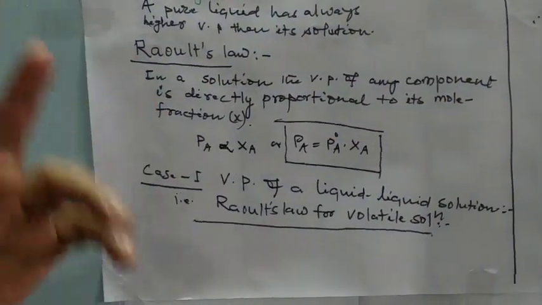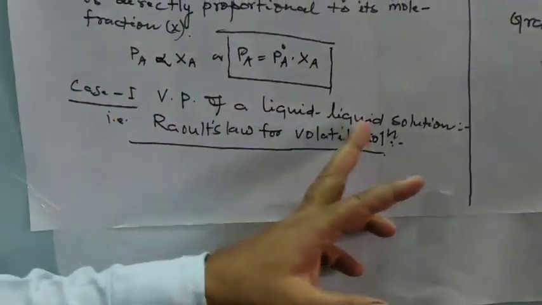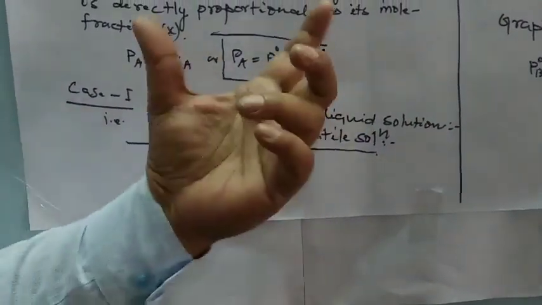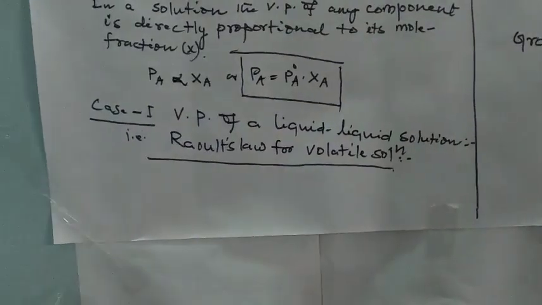Now we will consider two cases. The first case is the vapor pressure of a liquid solution. That means both the liquids are volatile in nature and are forming a liquid solution.